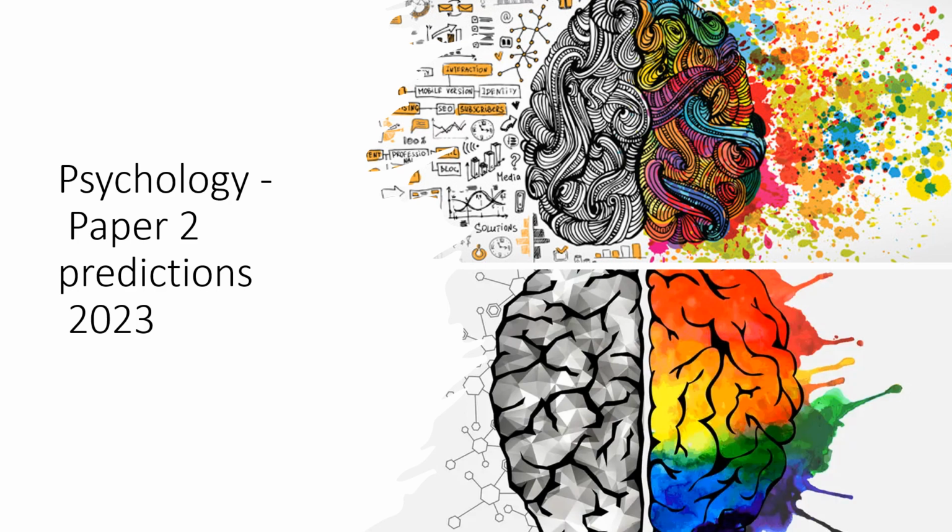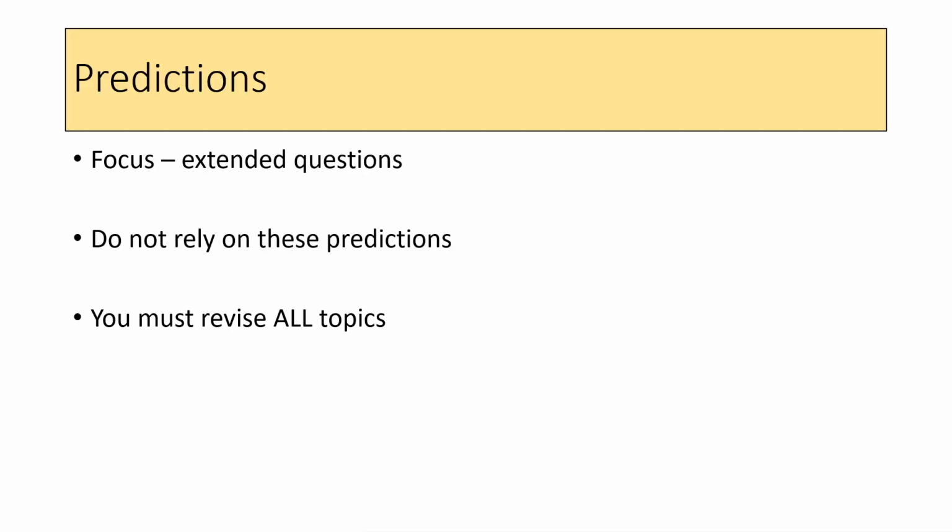This video is going to look at the Psychology Paper 2 predictions for AQA's papers taking place this summer. So just a reminder, these predictions mainly focus on the extended questions, so looking at 8, 16 markers, but please do not rely on these predictions. You need to revise all topics.